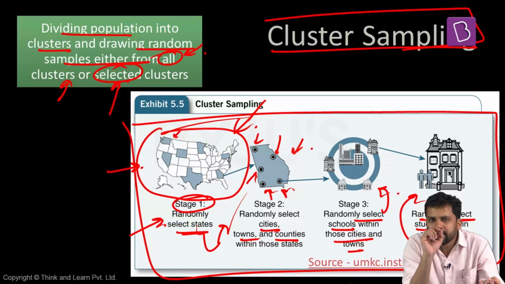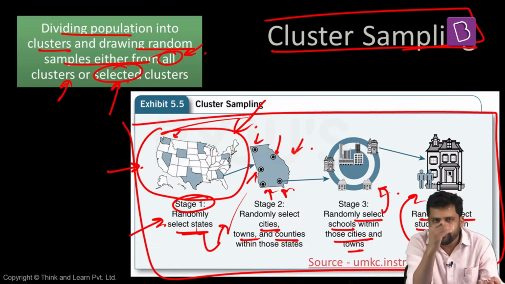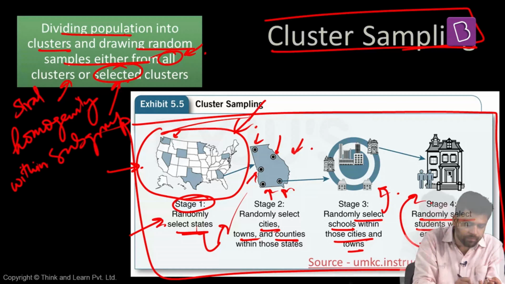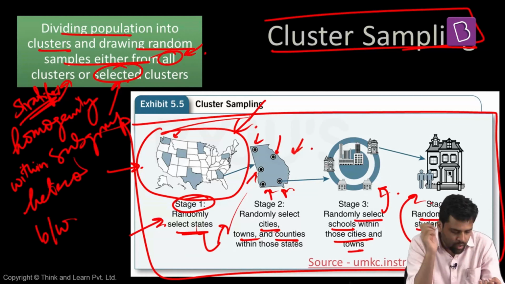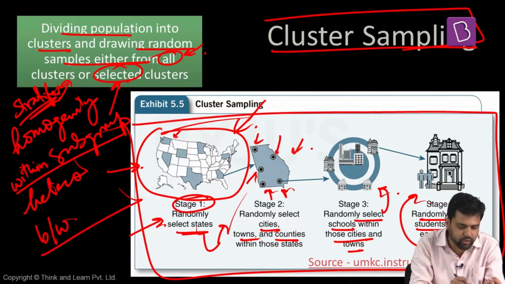In a stratified sampling method, within a particular subgroup, there is homogeneity. For example, if you have divided it on the basis of sex, one stratum is males. Everyone within that subgroup will be male. So there is homogeneity within the subgroup in a stratified sample. But between groups, there is heterogeneity. Males and females are different. So homogeneity within the subgroup, heterogeneity between subgroups in a stratified sampling method.